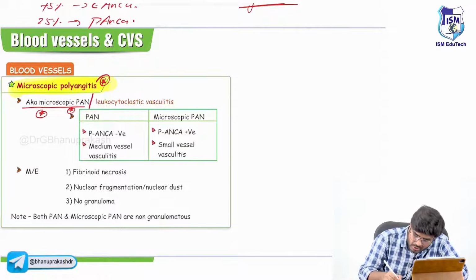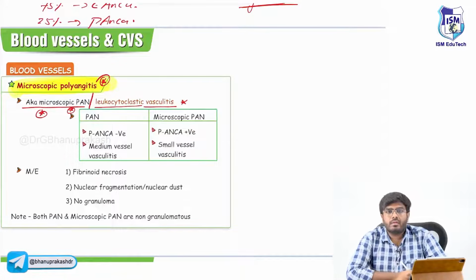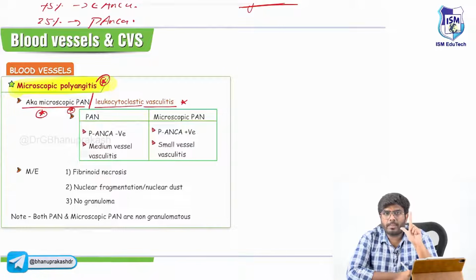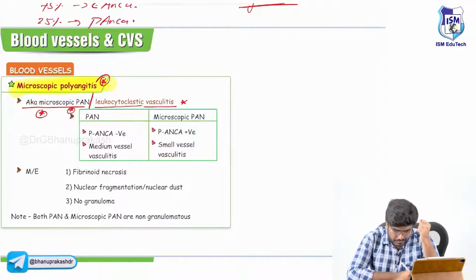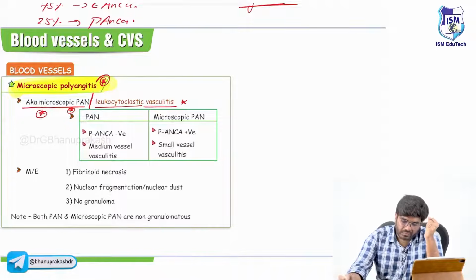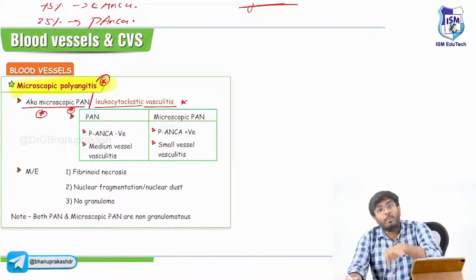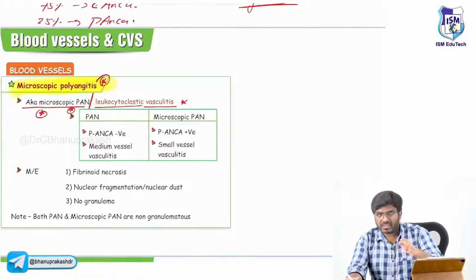One more name is there. It is also called leukocytoclastic vasculitis, MCQ. So, what are the three names? Microscopic polyangiitis, or microscopic PAN, or leukocytoclastic vasculitis. Now, what are the differences between PAN, that is polyarteritis nodosa, the medium vessel vasculitis, and microscopic PAN, that is microscopic polyangiitis?